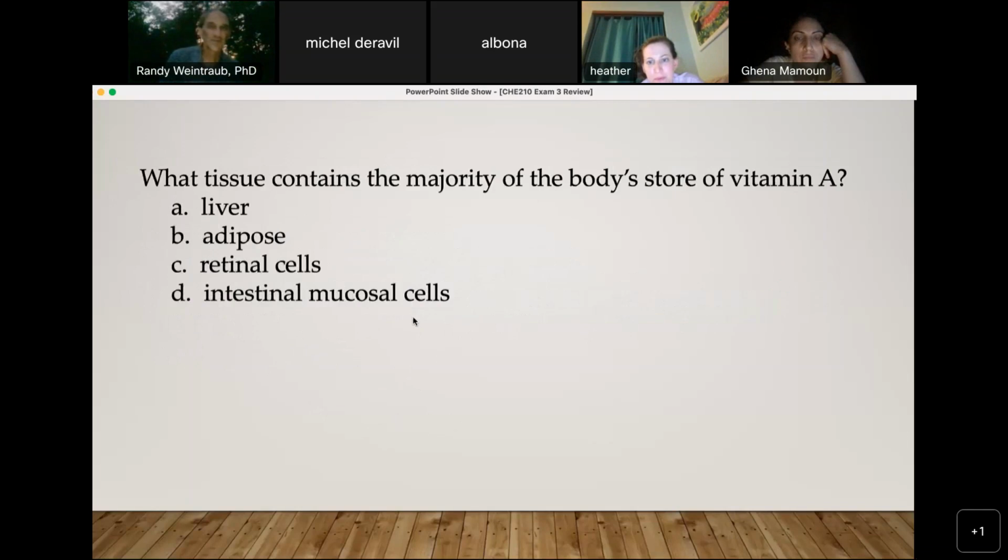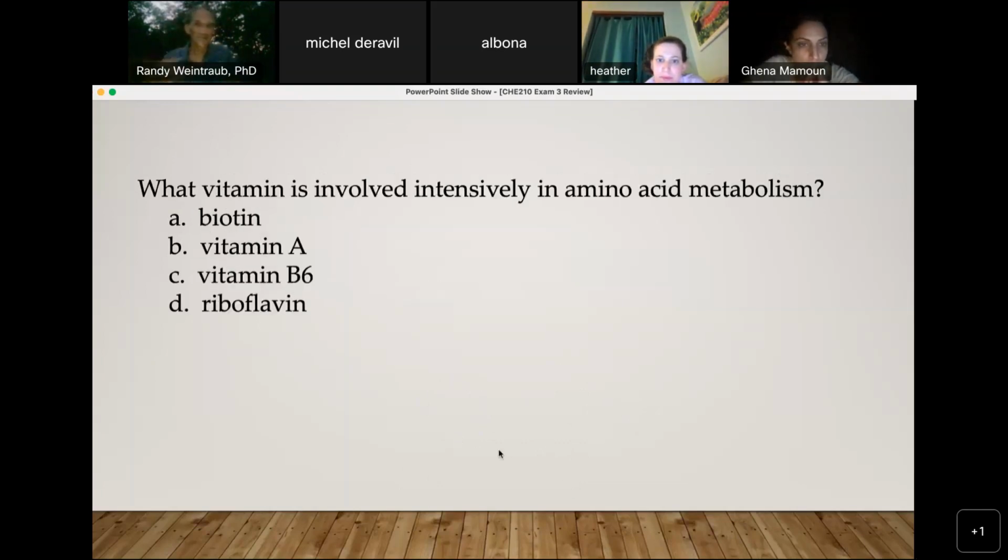What tissue contains the majority of the body's store of vitamin A? The retinal cells. What are the retinal cells? Okay, so yes, they do use vitamin A, but that's not a large store of them. So it would be liver. That's why if people eat liver, you have to be used to that flavor. But liver does contain a lot of nutrients. It could contain a lot of toxicants also. Liver is a busy organ, also a detoxifying organ.